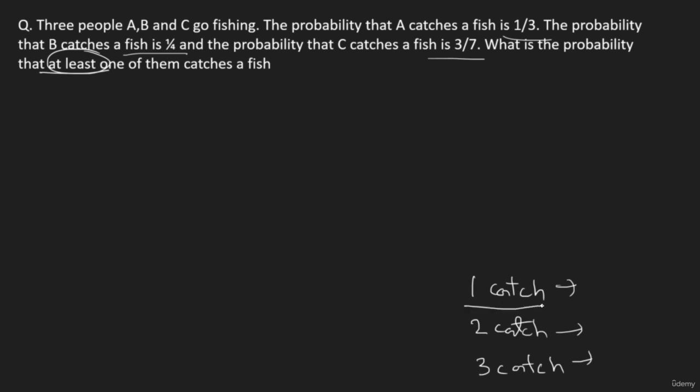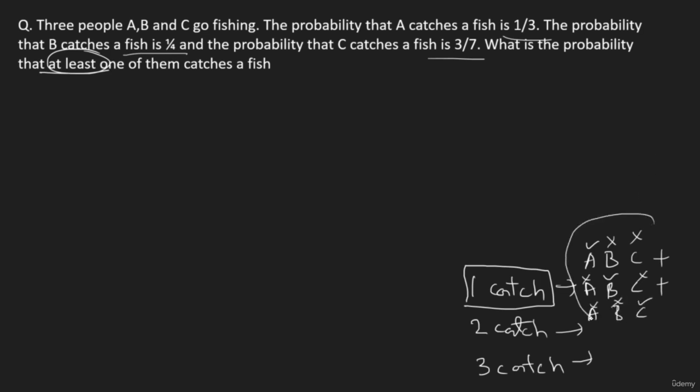So over here, when we want to find the scenario where one catches a fish, it could be that A catches a fish, B does not catch a fish and C does not catch a fish. Or it can be that A does not catch a fish, B catches a fish and C does not catch a fish. Similarly, it can be that A does not catch a fish, B does not catch a fish and C catches a fish. So there are these 3 cases for this one over here. Similarly, there will be multiple cases in the other scenarios as well. So this is a lengthy process to solve this question.